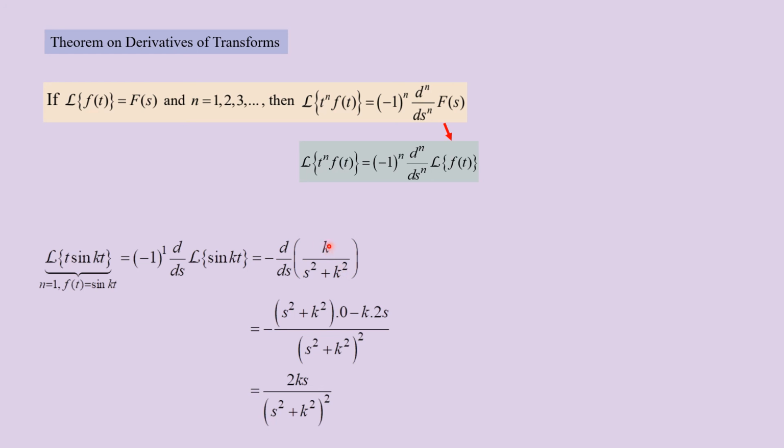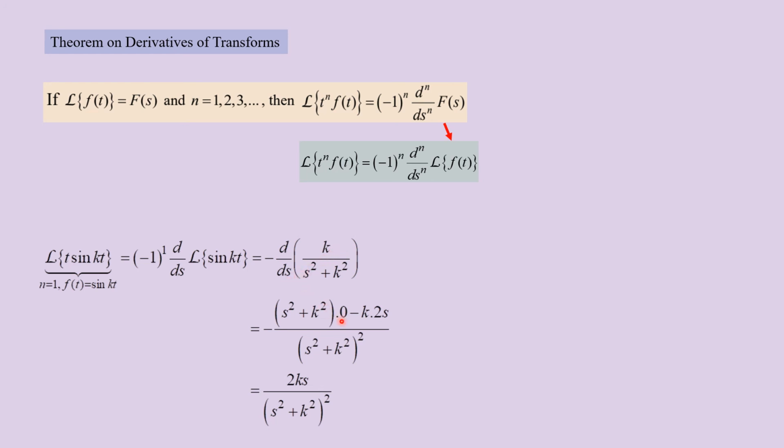Since this is a quotient of functions, let us apply the quotient rule of differentiation to differentiate this function with respect to s. So for the quotient rule, we are going to name this as the u and this as the v. The formula for the derivative will be v u prime minus u v prime divided by v squared. Okay, so the negative sign still remains. So v u prime. v is s squared plus k squared multiplied by the derivative of k. So okay, differentiate this constant with respect to s.